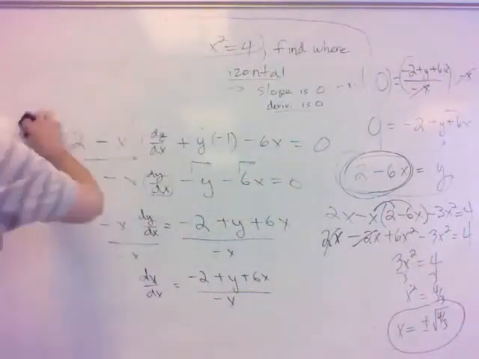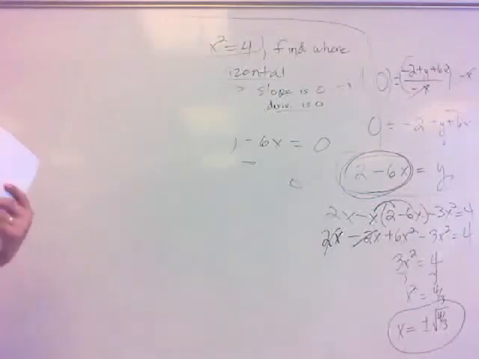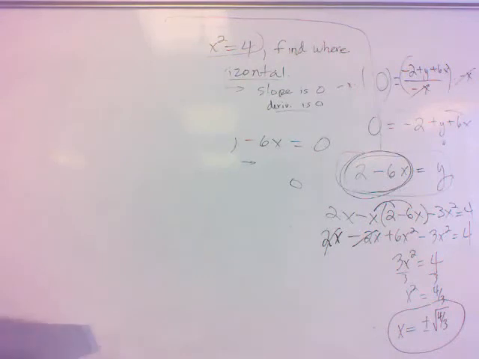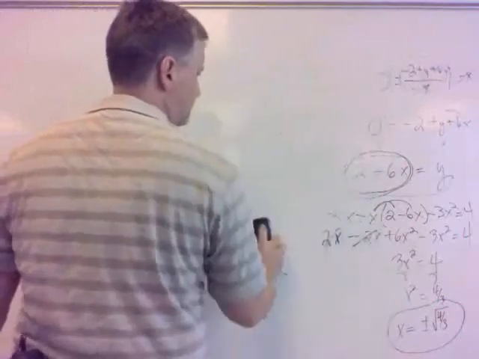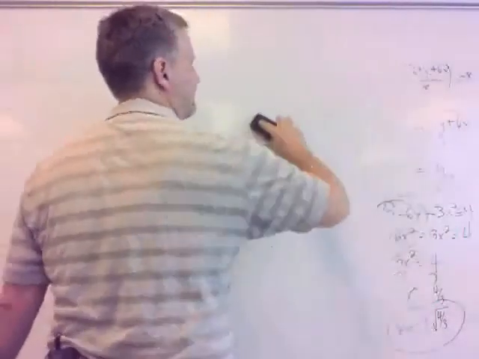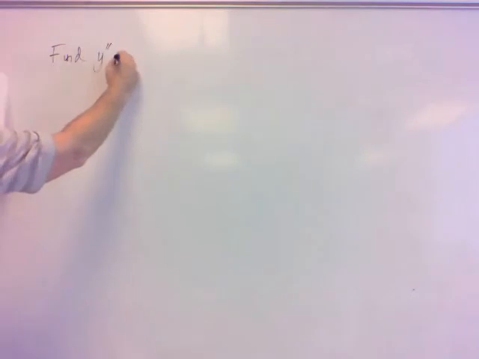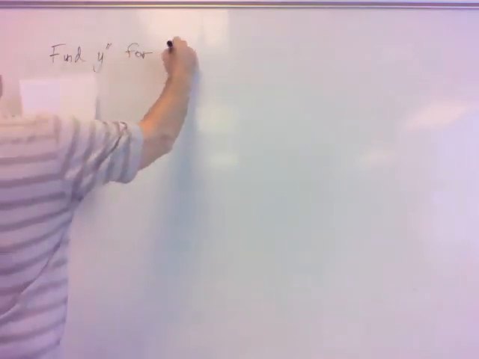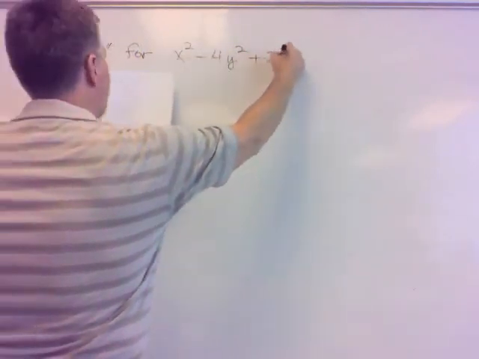The other thing, too, that I wanted to mention is, we've got dy/dx, which is the first derivative. What if we had a second derivative? What if we want to do a second derivative? Because sometimes we're interested in second derivatives and beyond, too. So here's one with a second derivative. Find y double prime, second derivative, for x squared minus 4y squared plus 2y equals 5.